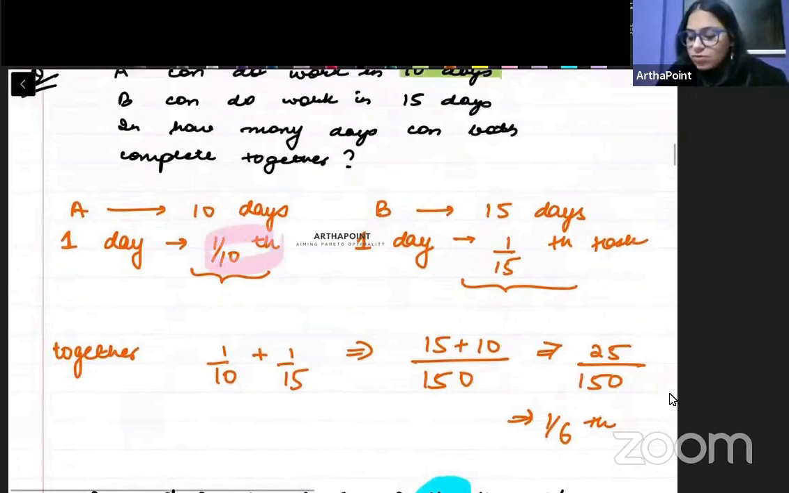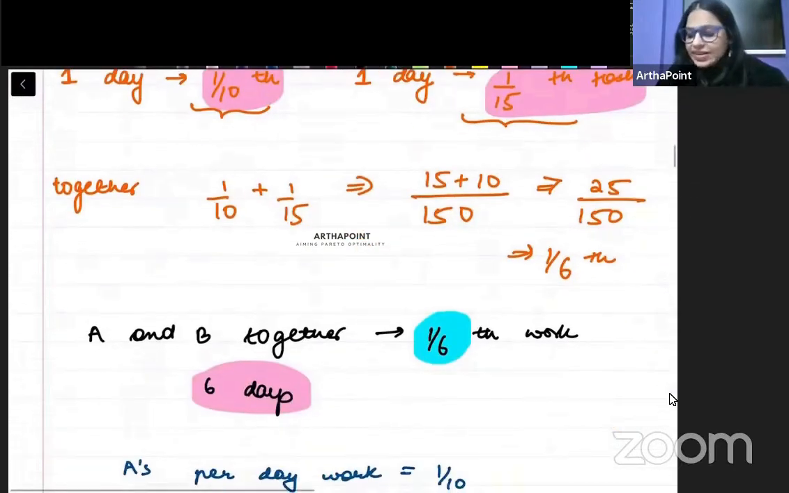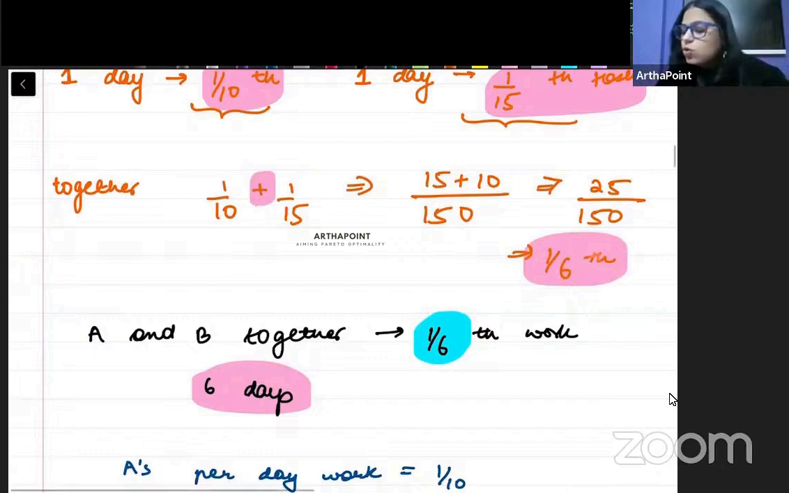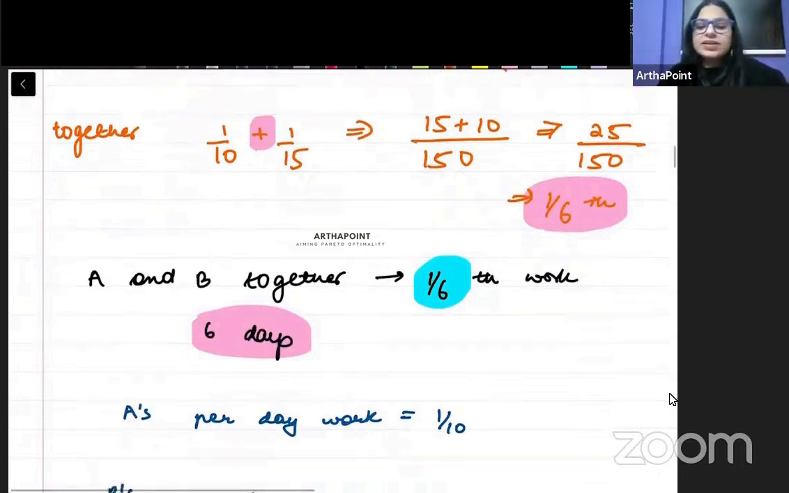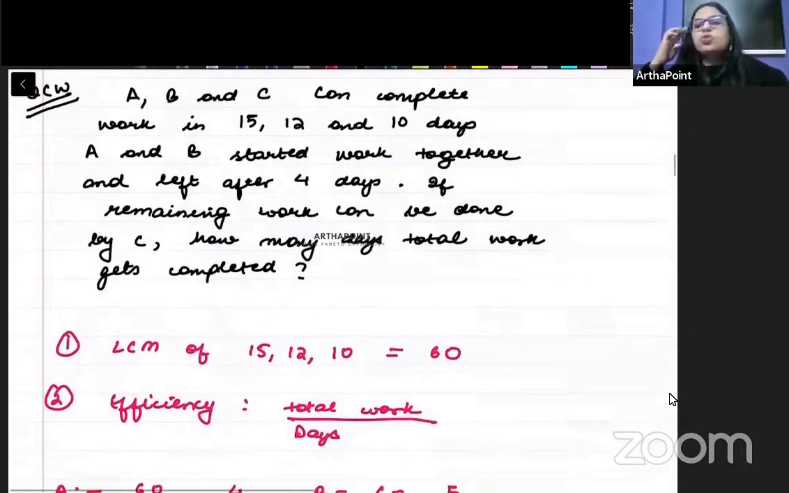You find out how much time A is taking alone, how much time B is taking alone. You add them together, and that tells you how much time they take to do it together. They can do 1/6 of the work in one day together, which means they will take 6 days to complete the entire task. Okay, beta, come to the next question.